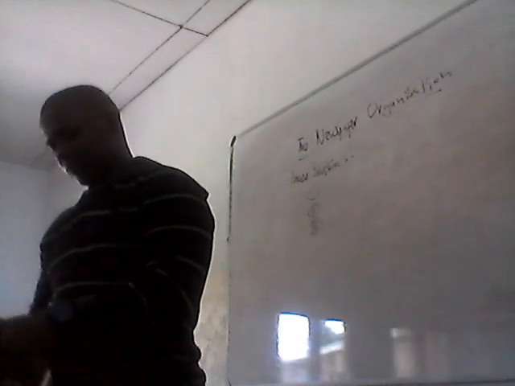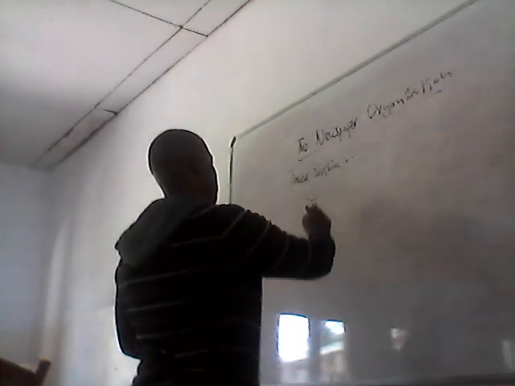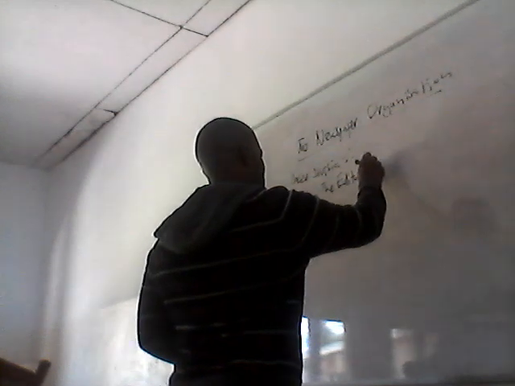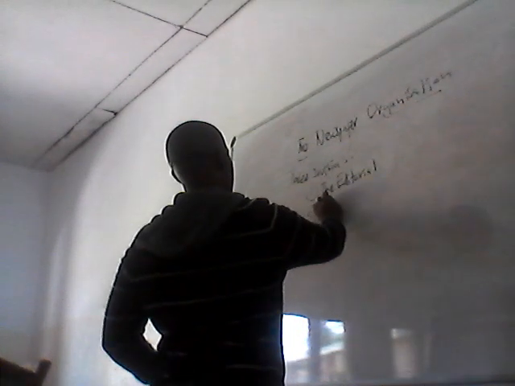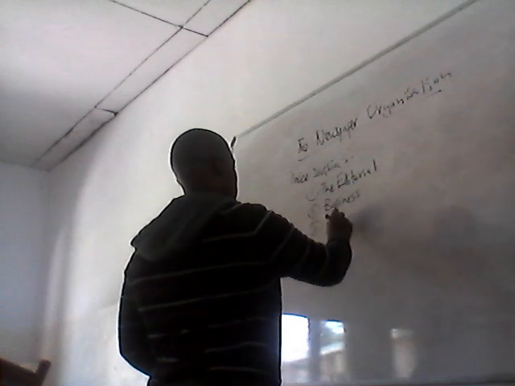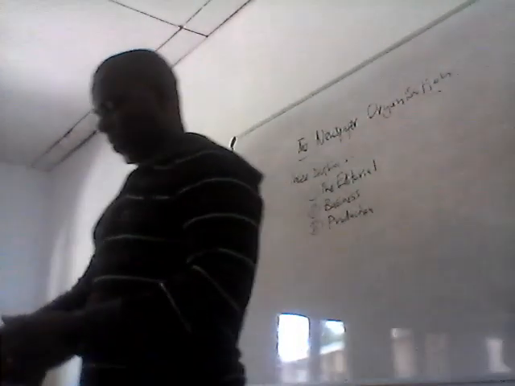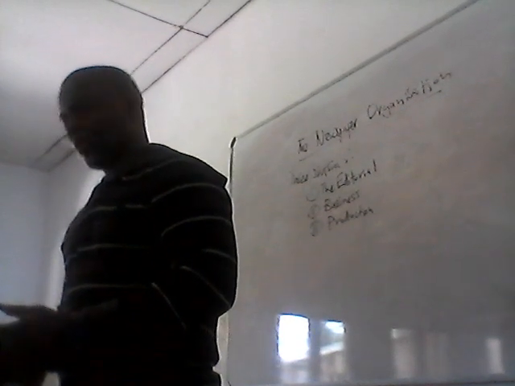They have two divisions regardless of the size. Two major divisions. The first one is the editorial. The second one is the business, and the last one is production. Right? So the newspaper organization, wherever you go, is supposed to have these three departments, or let me say divisions.